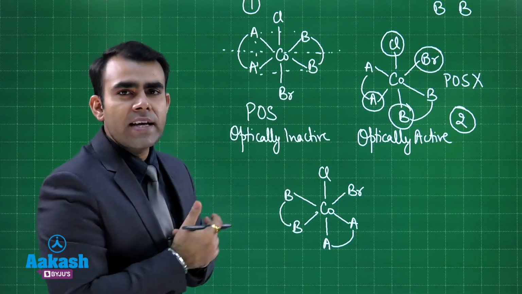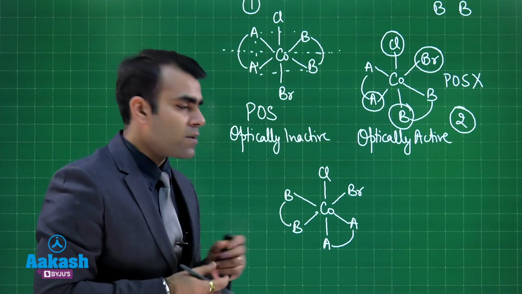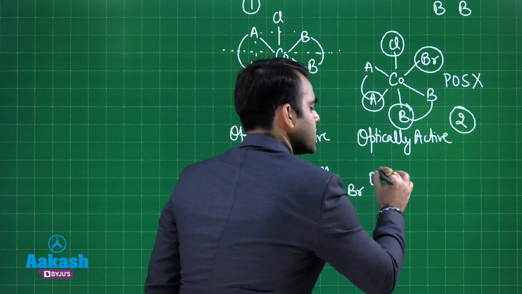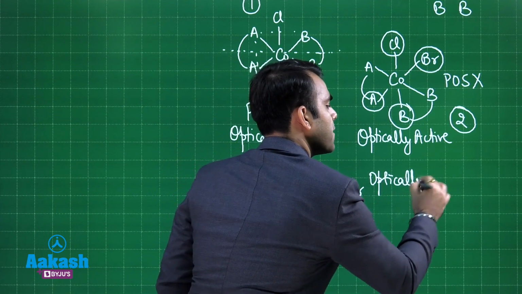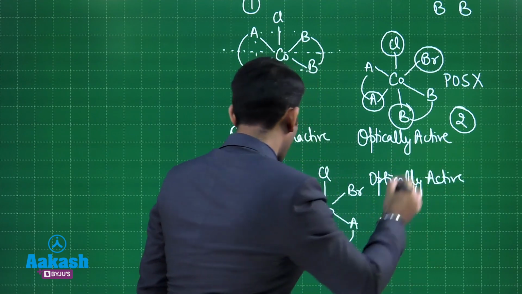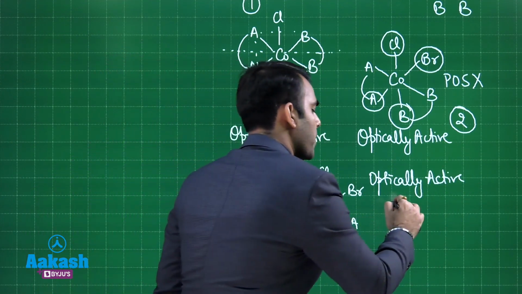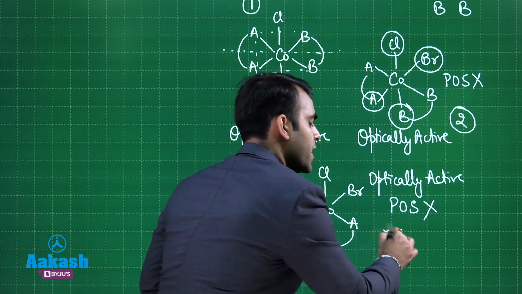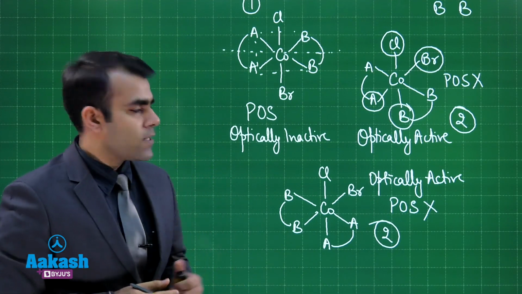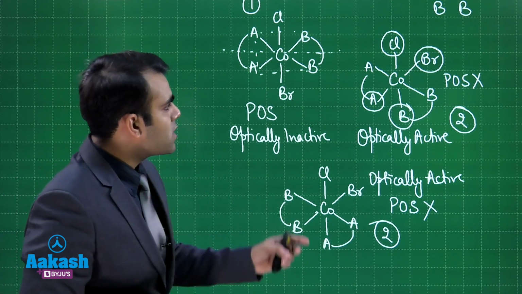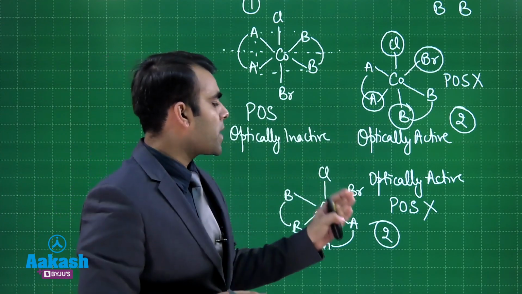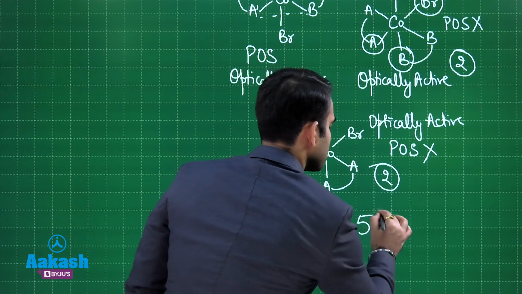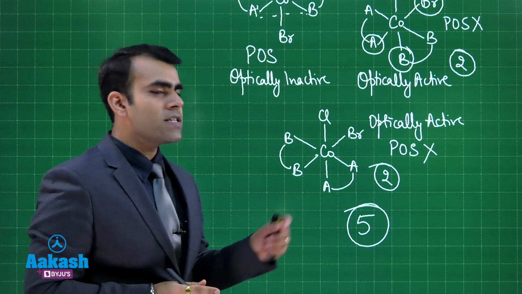Now we do not have any other way of arranging these atoms, and you can see from here that this is also optically active, as here also there is no plane or center of symmetry, and that's why from here also we will get two stereoisomers, this one and its mirror image. So in total we can see we have 1 plus 2 plus 2, that is 5 stereoisomers. So the answer of this question is 5.